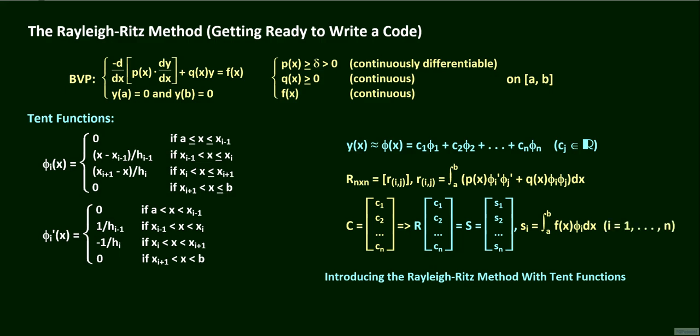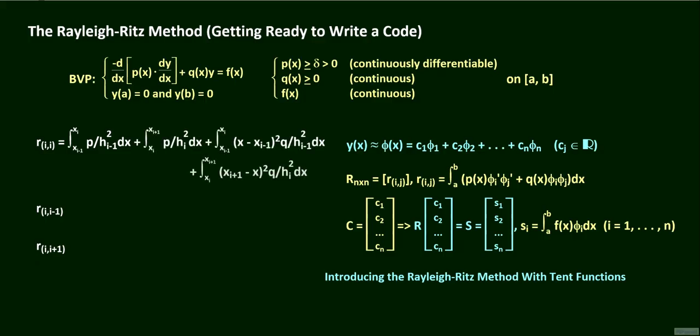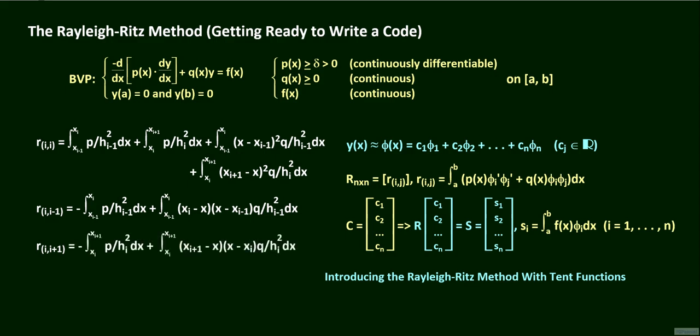The matrix R is tridiagonal with only the entries R sub i, R sub i minus 1, and R sub i plus 1 being possibly non-zero. The matrix R is also symmetric. The entry R sub i is given by this formula. R sub i minus 1 is given by this formula. And R sub i plus 1 is given by this formula. The component S sub i of the vector S is given by the sum of these two integrals.